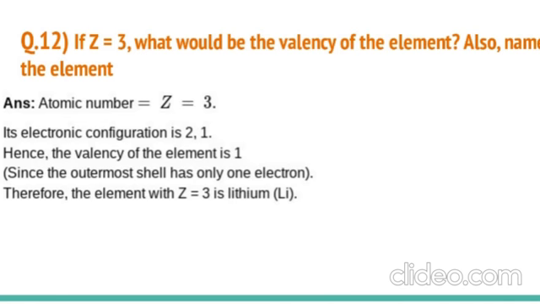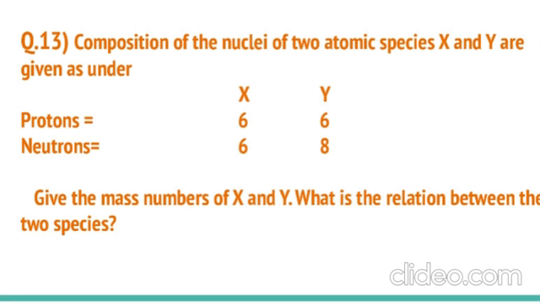Now the next question is question number 13, that the composition of the nuclei of two atomic species X and Y are given as under. In X and Y, protons are 6 and 6 and neutrons are 6 and 8. So we have to give the mass numbers of X and Y, and even find the relation between the two species. First, we know that the mass number is the number of protons plus neutrons, correct? That will give me the mass number.